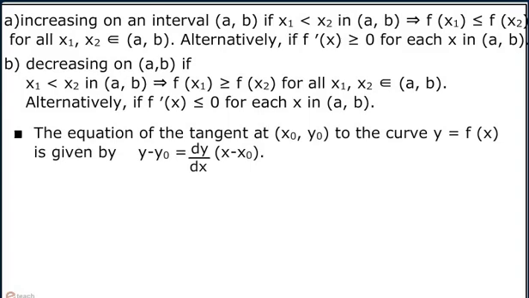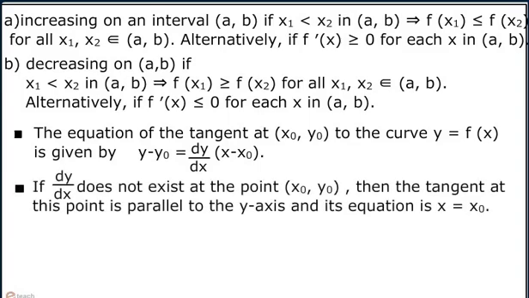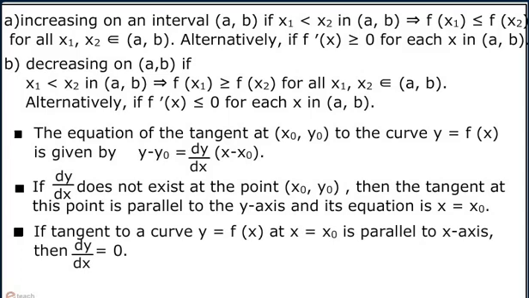The equation of the tangent at (x0, y0) to the curve y = f(x) is given by y - y0 = (dy/dx)(x - x0). If dy/dx does not exist at the point (x0, y0), then the tangent at this point is parallel to the y-axis and its equation is x = x0. If the tangent to a curve y = f(x) at x = x0 is parallel to the x-axis, then dy/dx = 0.